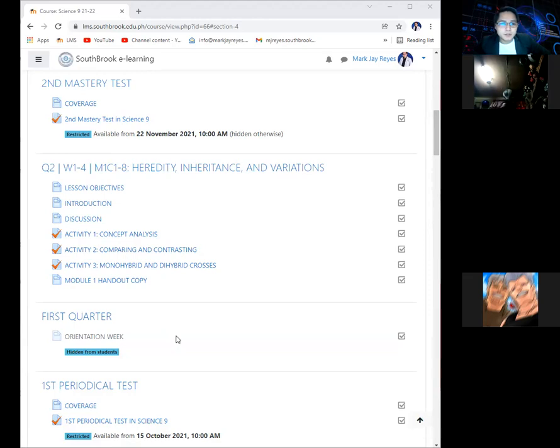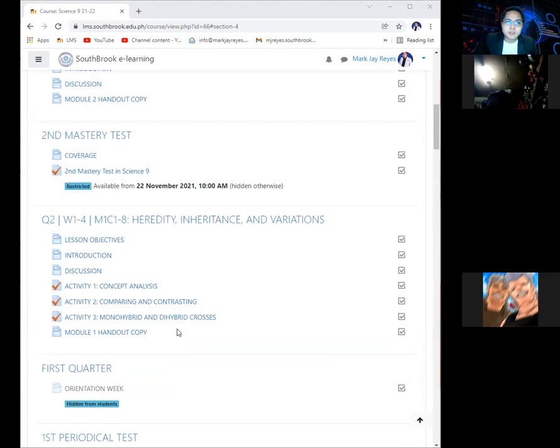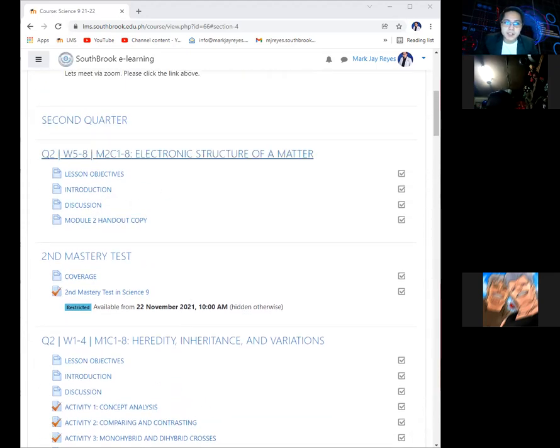We are still stuck with activities in Q2, module 1, weeks 1 to 4, right? The heredity, inheritance, and variations. And of course, we lack time to discuss the second module, which is module 2, the electron configuration or the electronic structure of a matter.